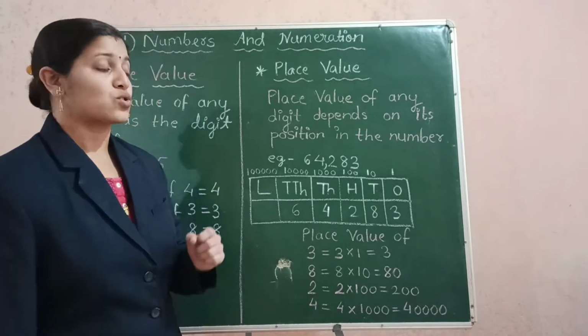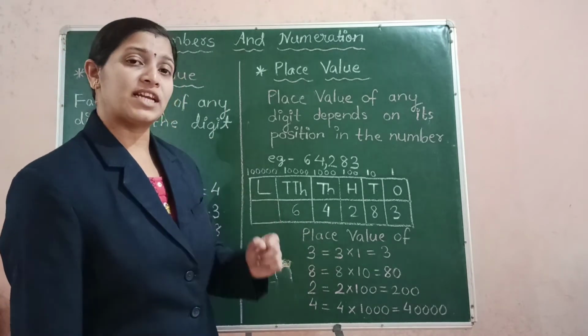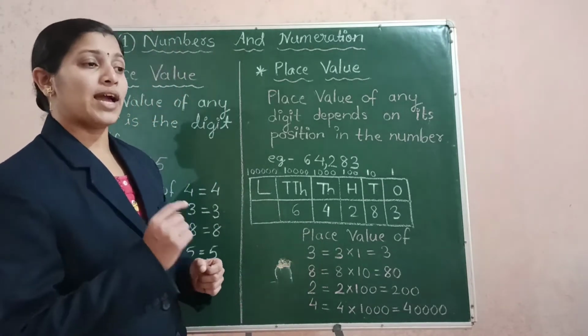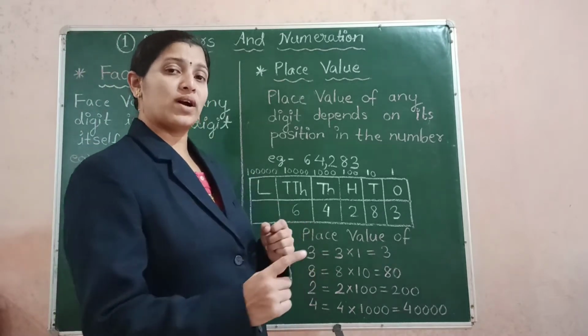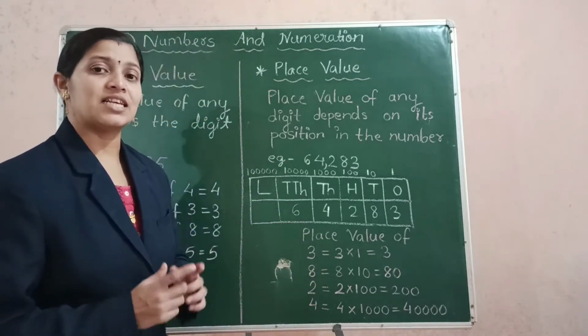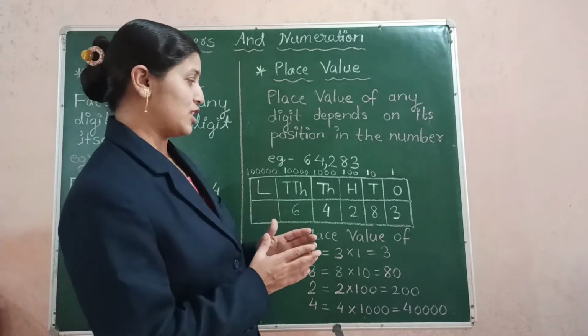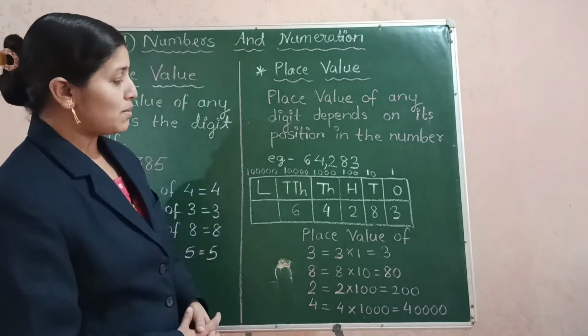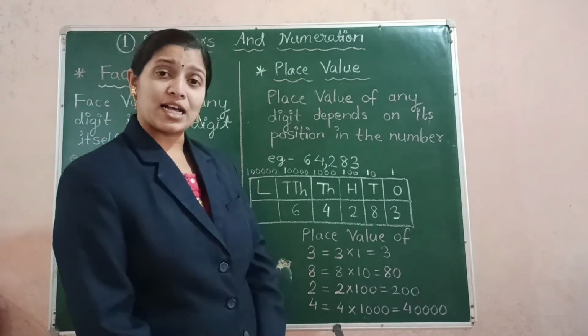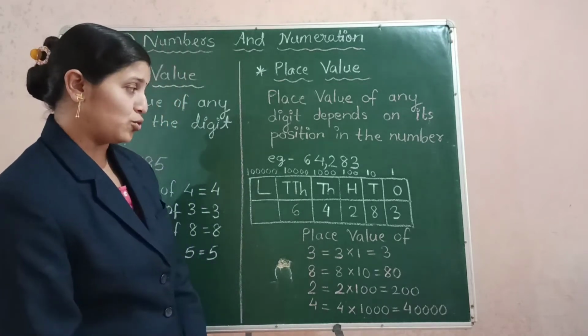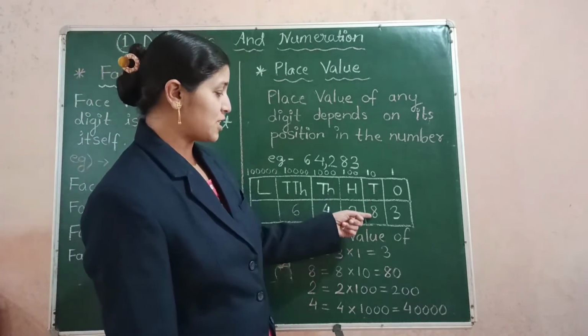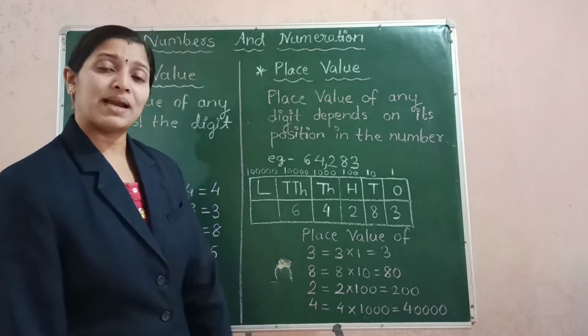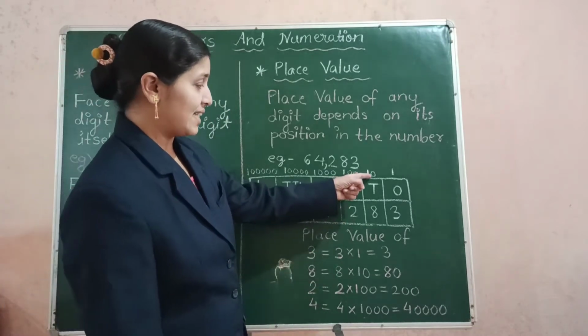When you are asked to find out the place value of any digit in ones place, you have to multiply that digit with 1, and whatever is the answer is the place value of that digit in ones place. Similarly, if you are asked to find out the place value of a digit which is in tens place, you have to multiply that digit with 10.